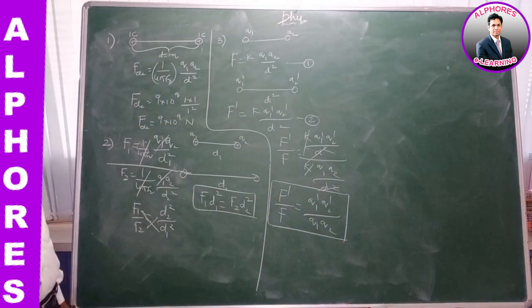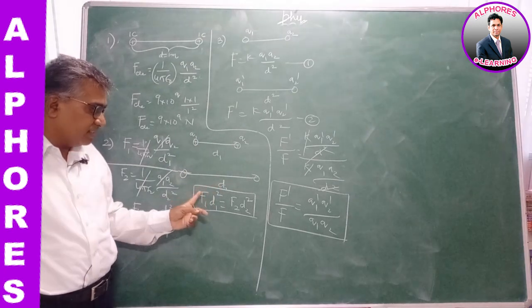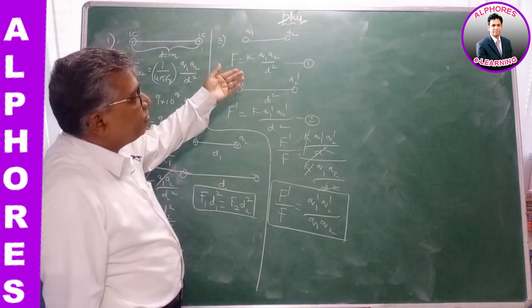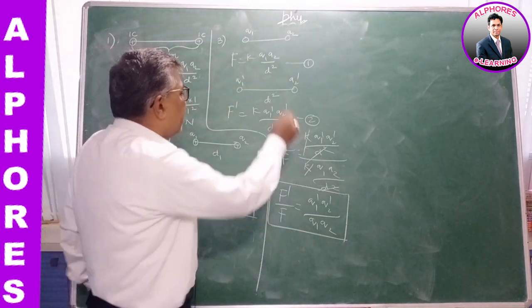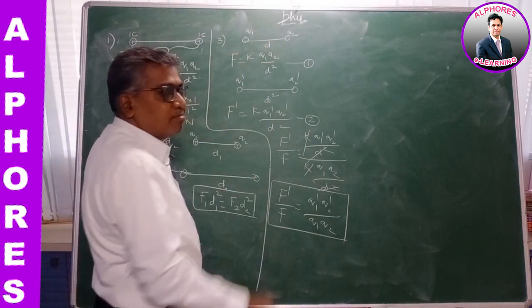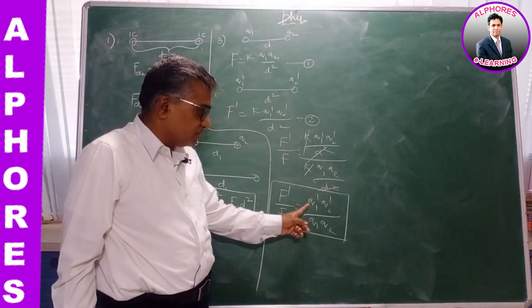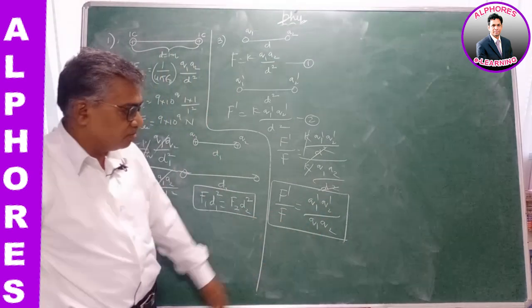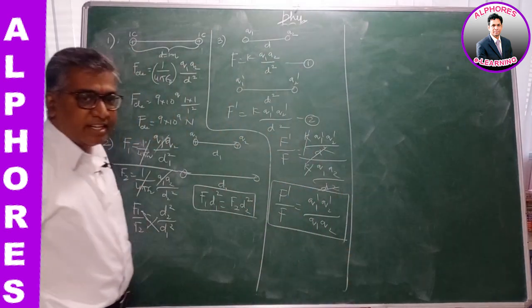When you compare the force for the same pair of charges at two different distances, F1 d1 square is F2 d2 square. When you compare the force between different pairs of charges for the same distance d, then the force F dash to F, final force to initial force, is Q1 dash Q2 dash by Q1 Q2. So this is the force that exists between them, right?